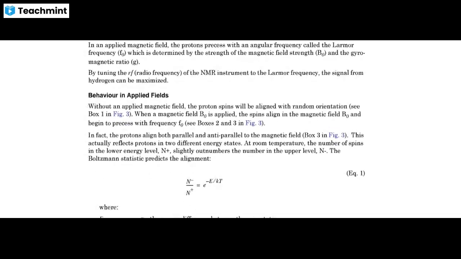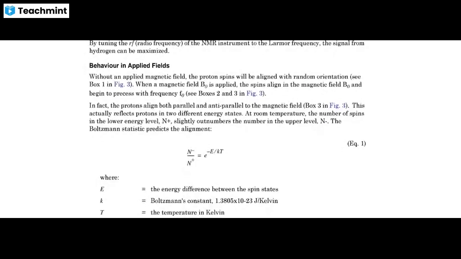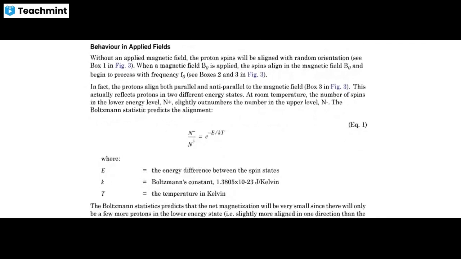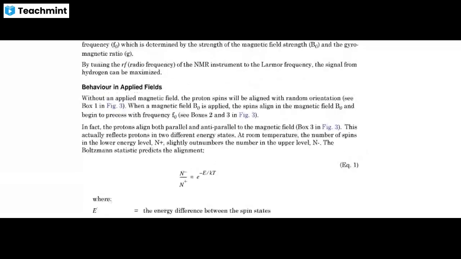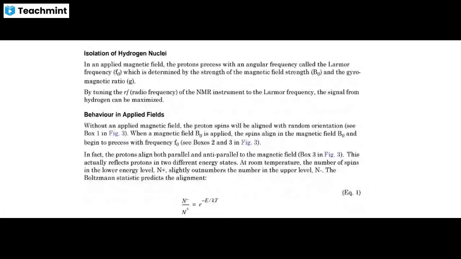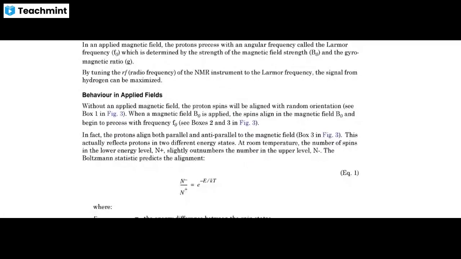Then for bigger applied fields, you can use these equations. N minus by N plus equals e to the power of minus E by kT, where E is the energy difference between the spin states, k is the Boltzmann constant, and T is the temperature in Kelvin. So this is the alignment of both parallel and anti-parallel magnetic fields in the diagram. It will be shown in the next slide.